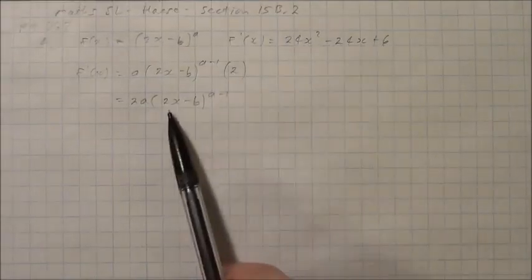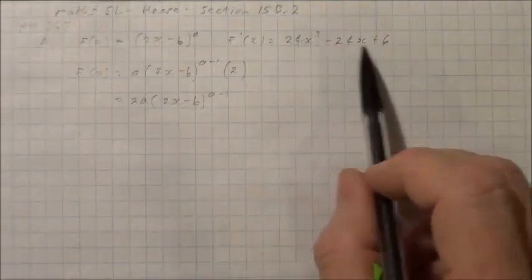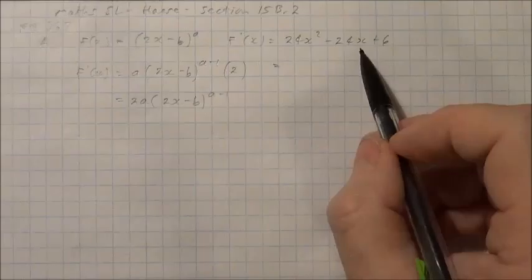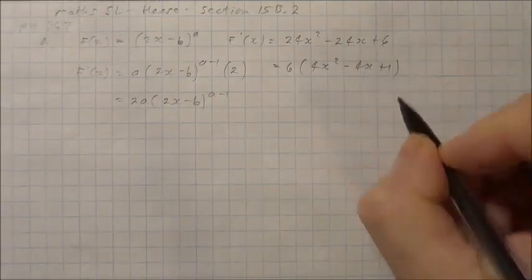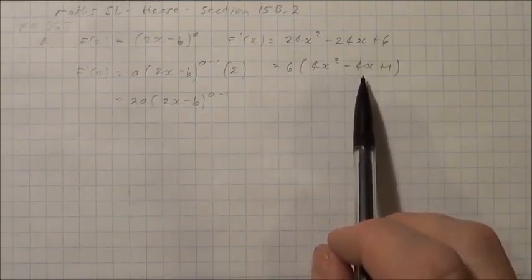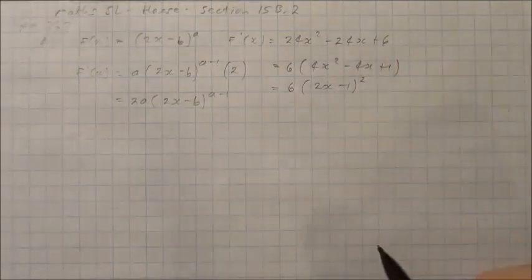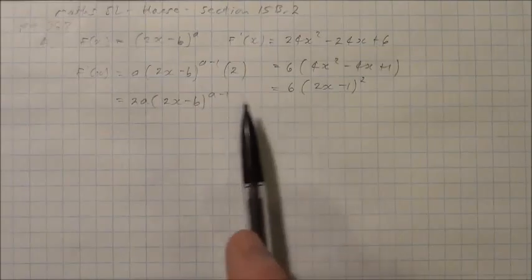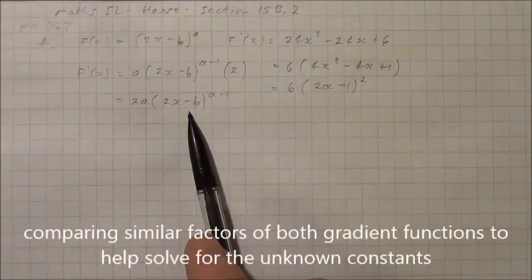Now this is a different form than this, so right now things aren't really looking that sweet at the moment. So what I'll do is I'll see if I can factor this into a similar form as this. So I can factor out a 6 here to give me 4x squared minus 4x plus 1. And then if I take a good hard look at this, I'll see that that is a perfect square trinomial. So that can be factored down to 2x minus 1 all squared. Now that we have this gradient function in this form, we can now compare it to the same parts of this function to see what we get.